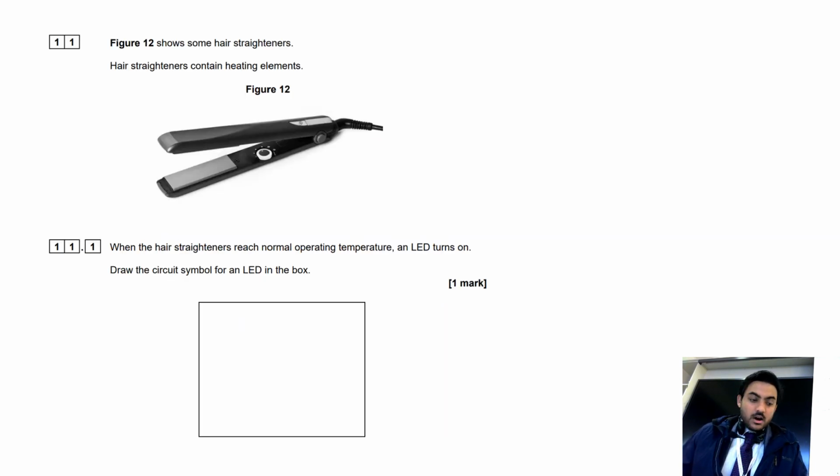Next question, question number 11, last question for us. Figure 12 shows some hair straighteners. The hair straighteners contain heating elements. When the hair straighteners reach normal operating temperature, an LED turns on. Draw the circuit diagram for an LED in the box. Let's get this perfect.